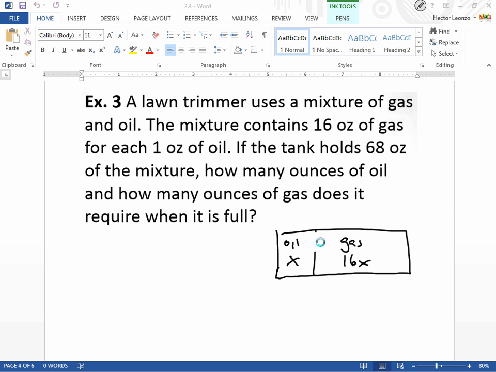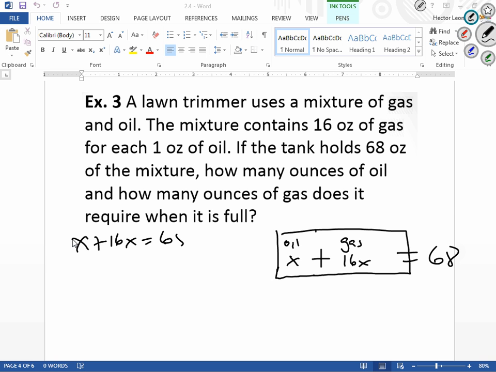Now that I have that, let me separate that. So let's just say if I combine them, that's the whole tank. It says if the tank holds 68 ounces of the mixture, how many ounces of oil and how many ounces of gas does it require when it is full? So all this has to equal 68. If you can see my equation here, basically what I wrote was x plus 16x equals 68. Right? Drawing is what helped me.